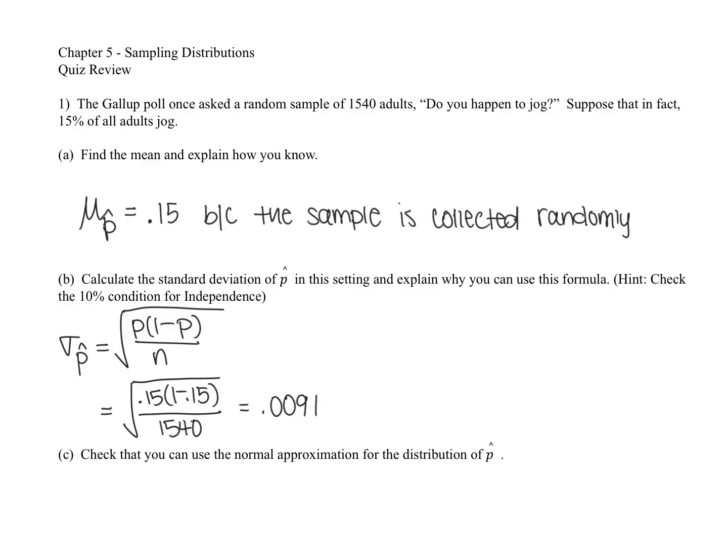And then why we can use this formula is the 10% condition. The 10% condition says that your sample size, in this case 1540, has to be less than or equal to 10% of your population, which would be all adults. And again, we don't have to know the population size to know that this condition is met, because if I multiply my sample size by 10, I get 15,400, and I know there's at least that many adults. So the formula is little n less than or equal to 10% of big N. That's the 10% condition.